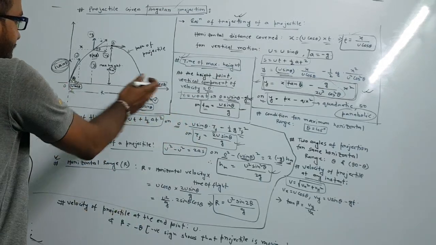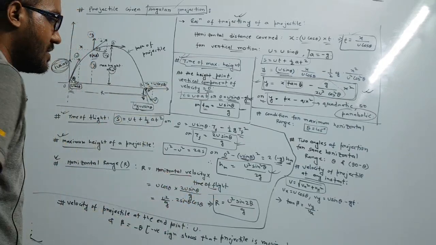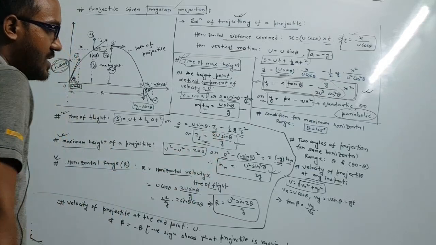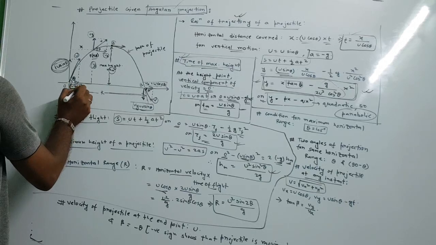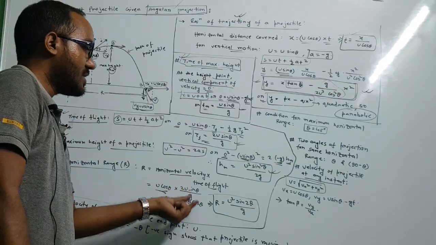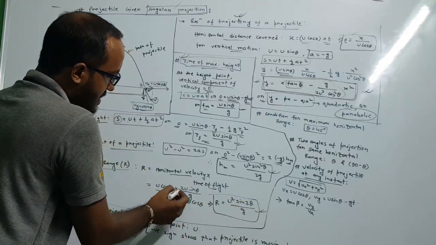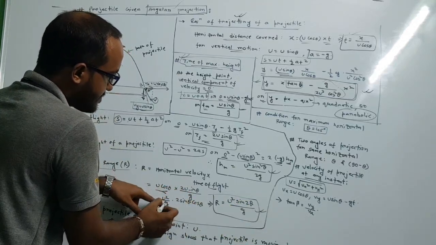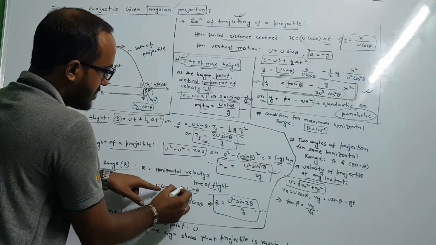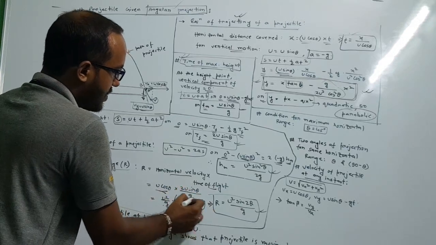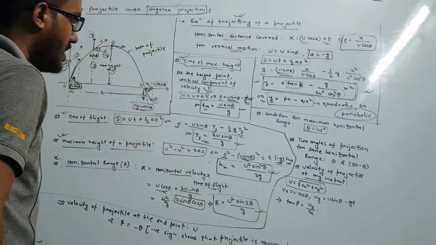Now what is the horizontal range? The horizontal range is the horizontal velocity into the time of flight. We have calculated the time of flight as 2u sin theta by g. What is the horizontal velocity here? The horizontal velocity is u cos theta. So u cos theta into 2u sin theta by g. Rearrange, and you will get 2u square by g times sin theta cos theta, that is, u square by g and 2 sin theta cos theta. We know from the trigonometry formula that 2 sin theta cos theta is sin 2 theta. So R is u square sin 2 theta by g.